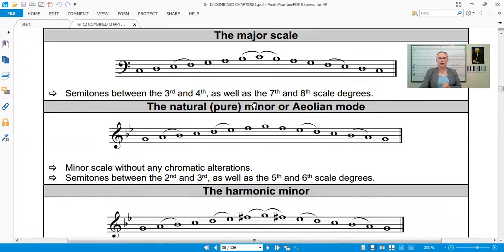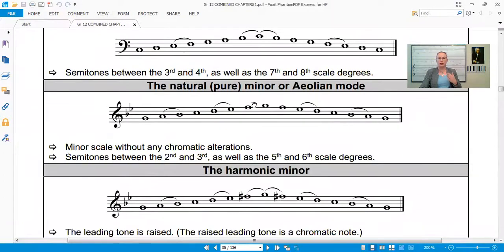Now, let's have a look at our minors. So always when you teach minors, start with a natural minor. It's also known as the Aeolian mode. So it's natural because we didn't make any changes to it. There aren't any accidentals like the raised leading tone. And there you can see that I wrote it ascending and descending. G minor, of course, the relative major is B flat major.